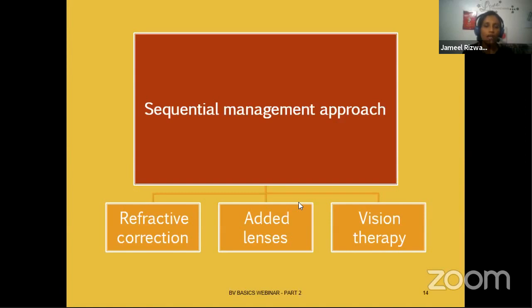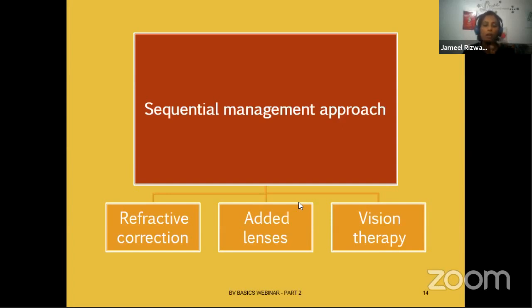Now that you've diagnosed the condition and you want to start your management, this is the very simple framework. Make sure that you take care of the refraction, give the appropriate refractive correction to the subject. And if you are prescribing a new refractive correction, make sure you wait at least 6 to 8 weeks before you start any therapy.